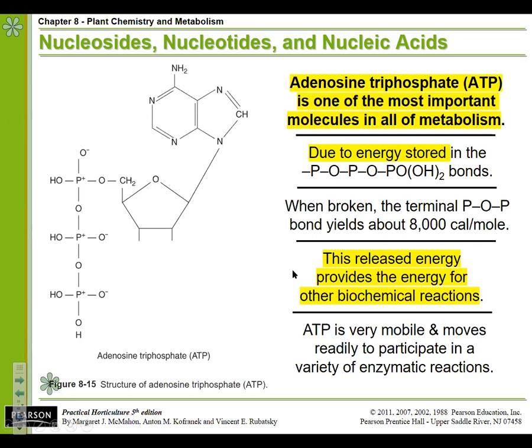So ATP is basically the carrier of energy throughout the cell and moves it from the different organelles within the cell and throughout the different tissues and organs in the plant, because ATP is very mobile and moves readily to participate in this variety of enzymatic reactions.